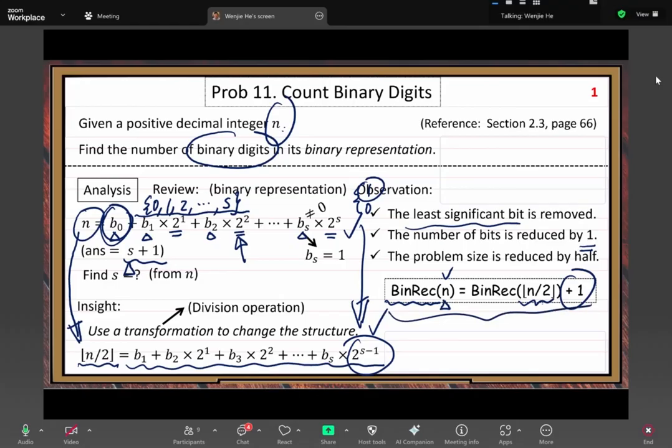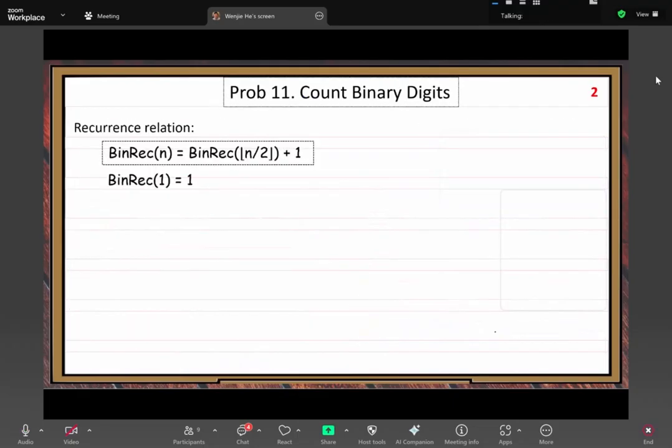Our next question: we need to solve this recurrence relation. But we need a base case, right? Base case: when n equals 1, you use 1 bit. Next, let us solve this recurrence relation.